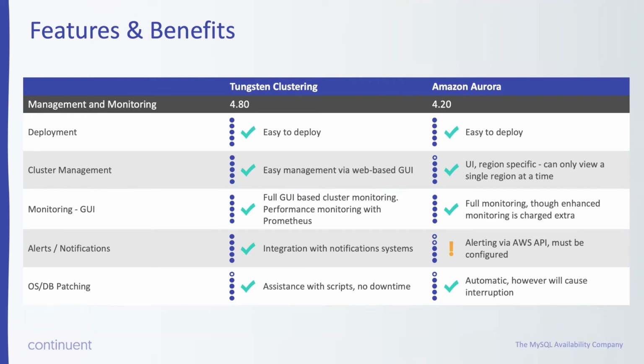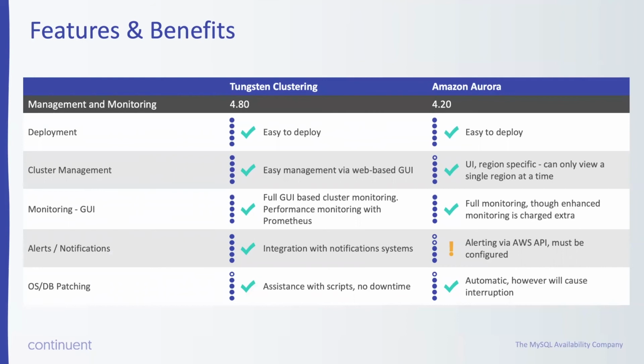Cluster management, Tungsten Clustering has a web-based GUI, and that web-based GUI will see your entire cluster over all regions or all clouds. It's really agnostic as far as what it can see. It just sees everything, the complete deployment. The Amazon Aurora is within the UI, and it can view a single region at a time. So that's a little complicated if you have a cross-region deployment because you're looking at one region at a time. How about monitoring? Again, Tungsten Clustering, web-based monitoring, full GUI, supporting Prometheus. Amazon Aurora supports monitoring. It has some pretty good monitoring. If you really wanted to go to in-depth, enhanced monitoring, there's going to be an extra charge for that.